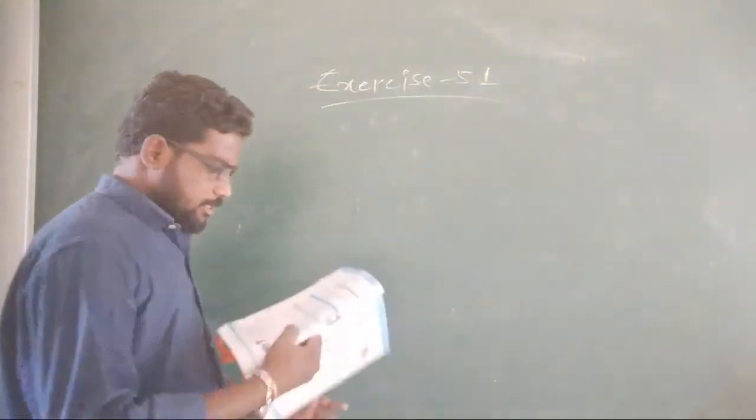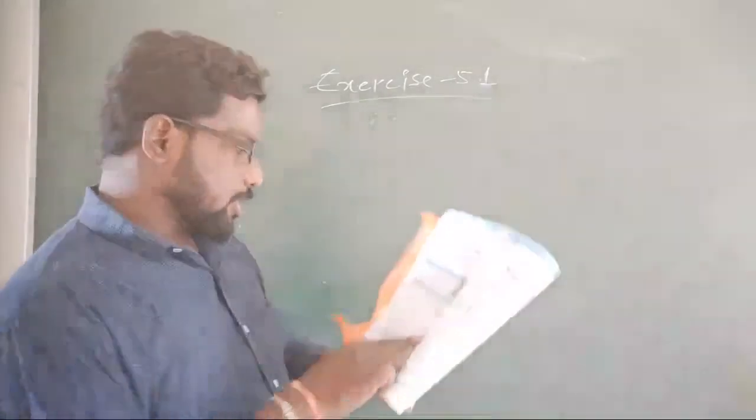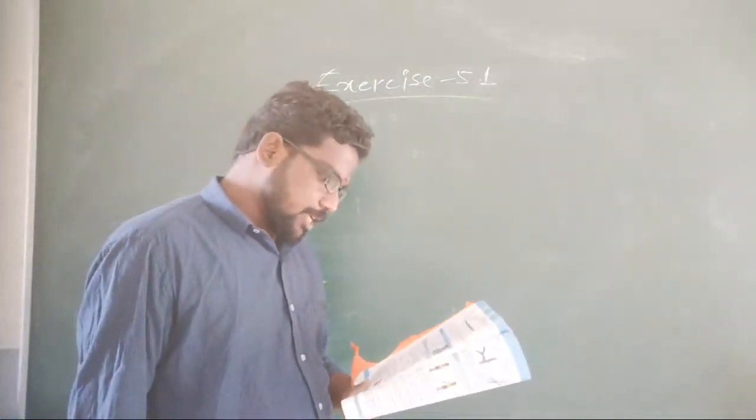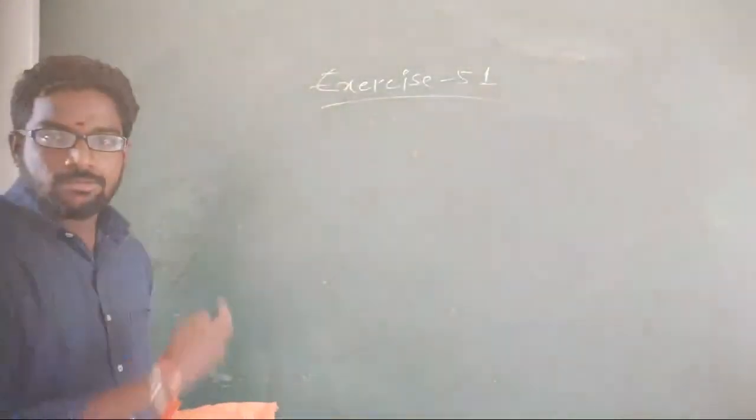See, third question, exercise 5.1. Measure all the line segments in the figure given below and arrange them in ascending order of their lengths. What not clear, sir? See how much clear it is. Switch on the light.